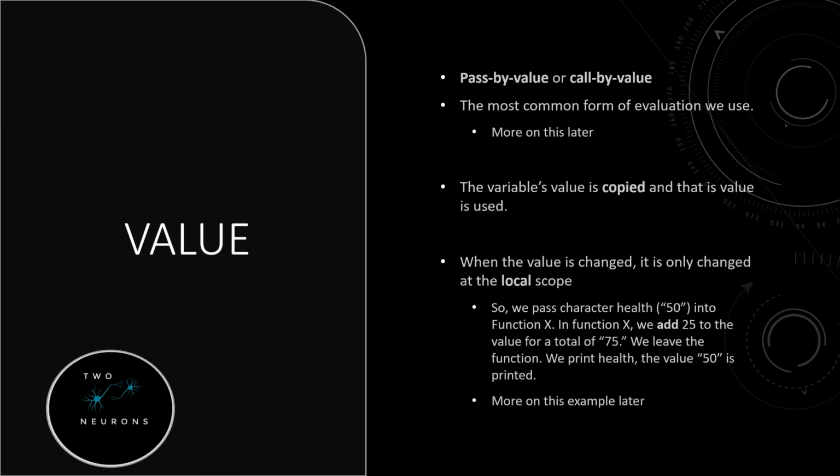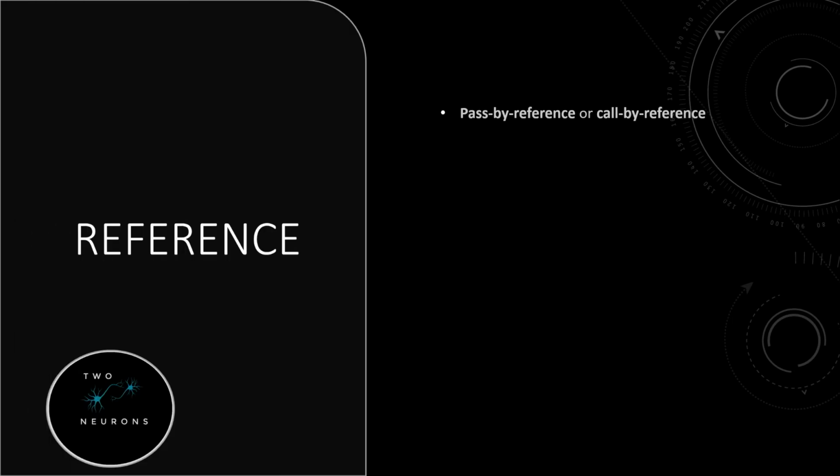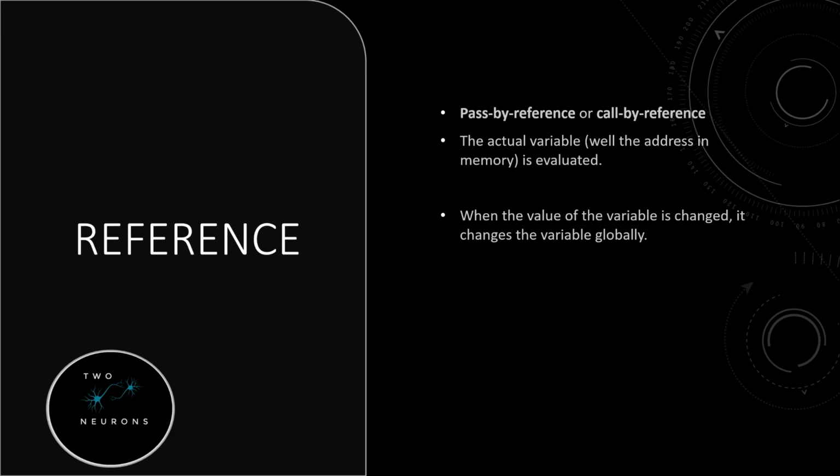references. So first, references. References, or pass by reference or call by reference, work a bit differently. The actual variable is evaluated. So the way this works is the address in memory is passed. That way, when you modify that variable, the value of that variable, the original variable is modified as well.